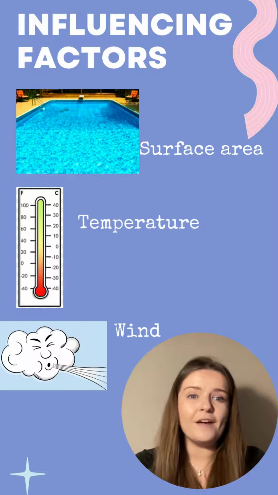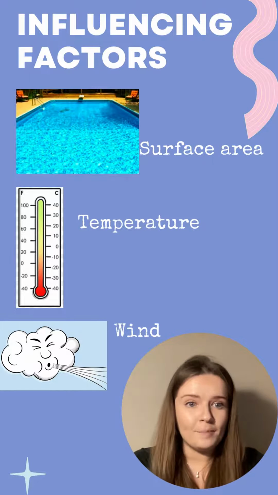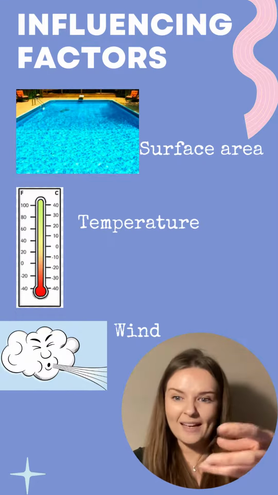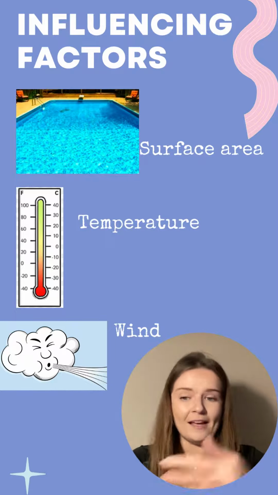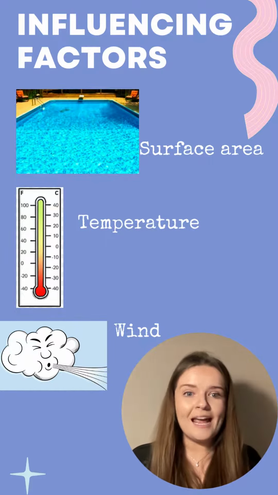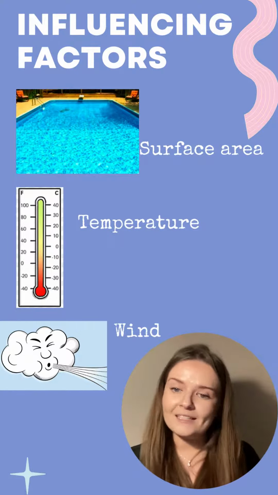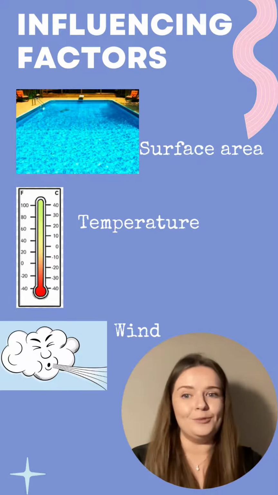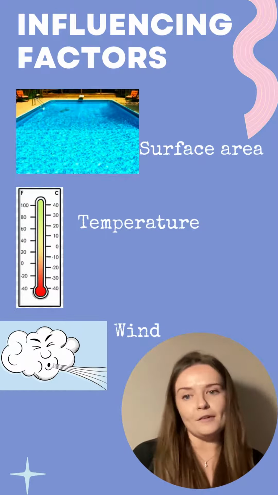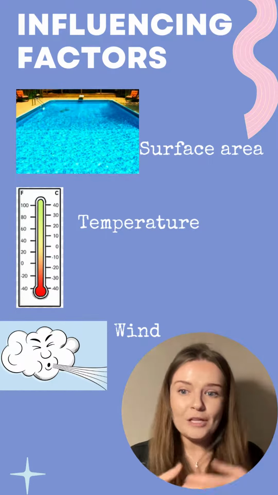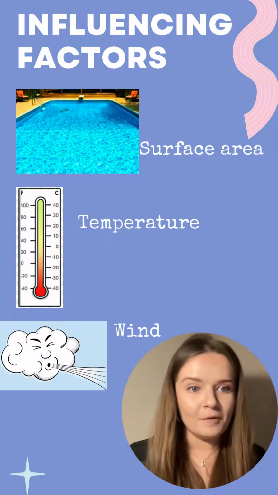So there are different factors that will affect the rate of evaporation. That means how quickly it happens or how much it happens. So these factors are things like the surface area of the liquid and the temperature, and if there's any wind present at all. Evaporation increases with an increase in surface area. So the bigger the surface area, the more evaporation.